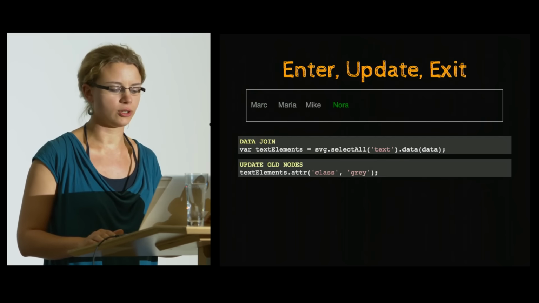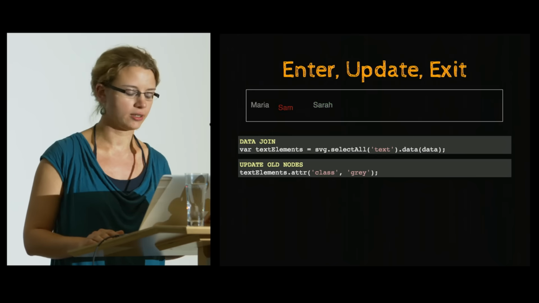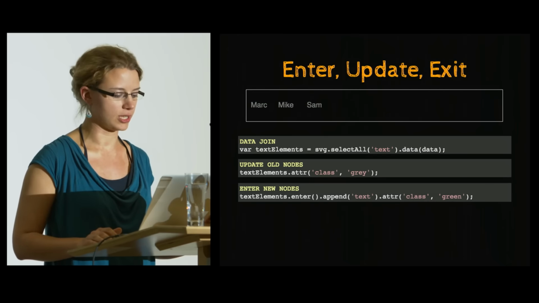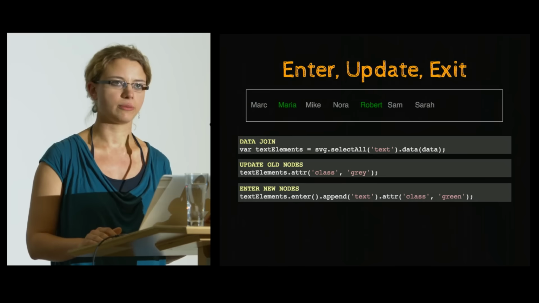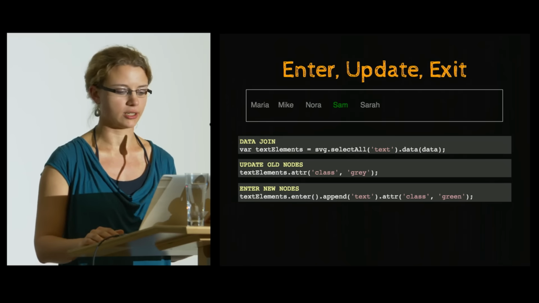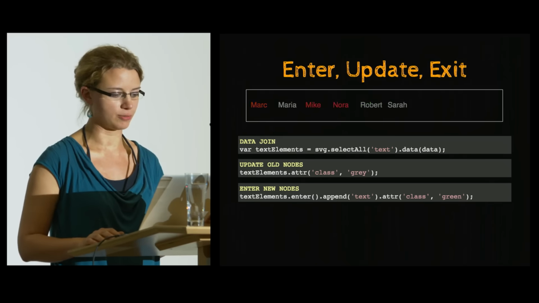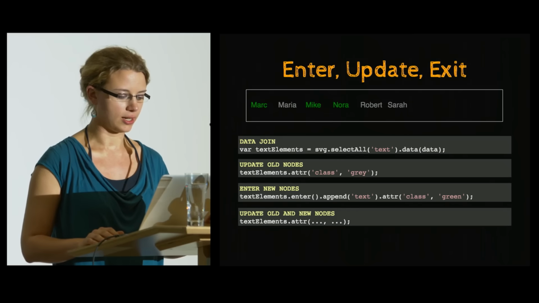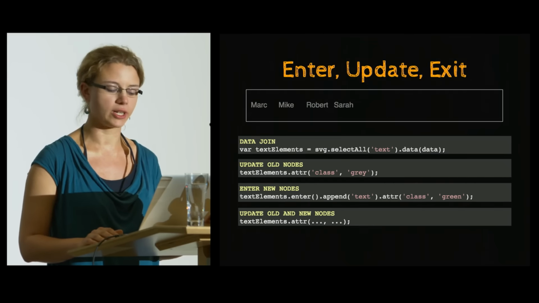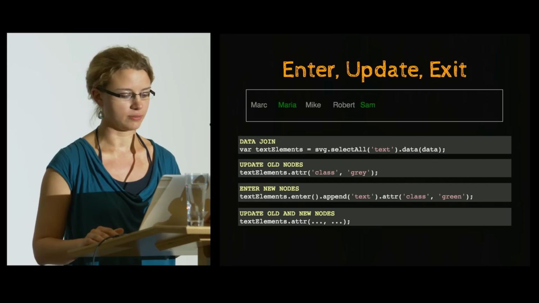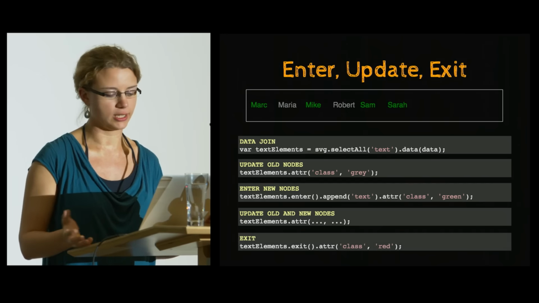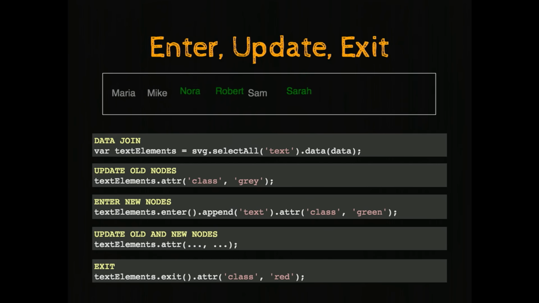Then you can say, okay, for all the nodes I already have here, they are gray. And for the new nodes, so this was what we also saw on the slide before, the enter thing. So every time new data is coming in, we want to append a new node and paint it green, like those names like Sam coming in, Robert, Mark coming in. And now we have all those new nodes and the ones that have been there, and we can also give them some other attributes we want to have, whatever. And we can also say like the ones that are exiting, now they're red.